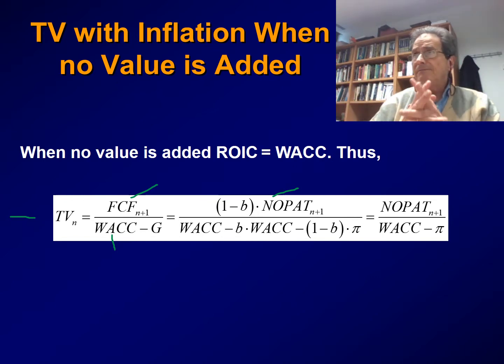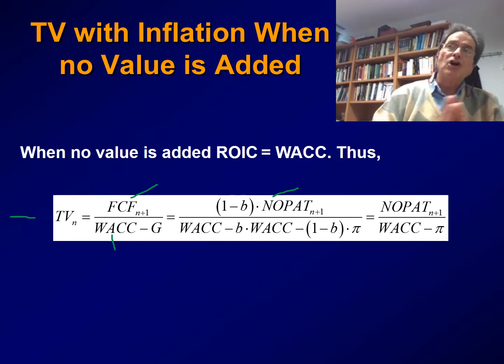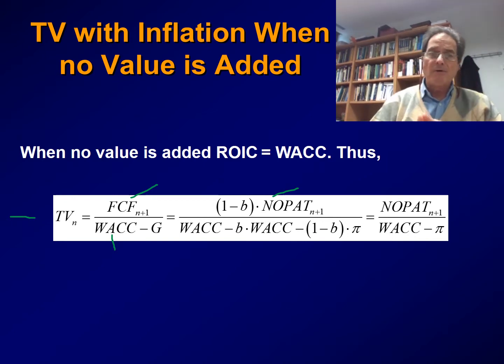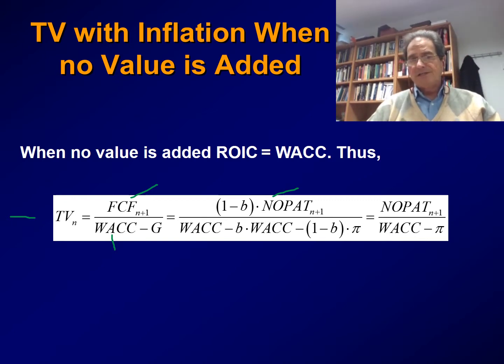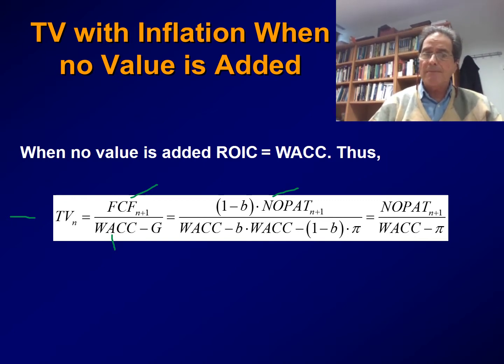And 1 minus B is the proportion of money that is not reinvested. So the proportion of money that is not reinvested is distributed to the shareholders. It's what is called the payout ratio. 1 minus B will be the payout ratio. So the payout ratio multiplied by NOPAT corresponds to the free cash flow at time n plus 1.